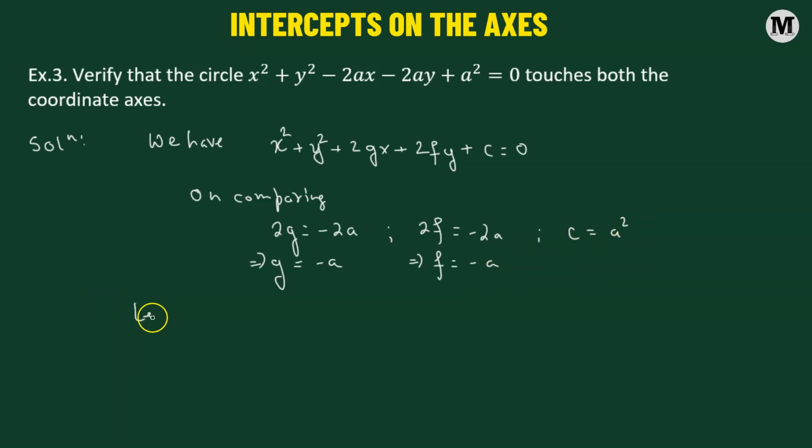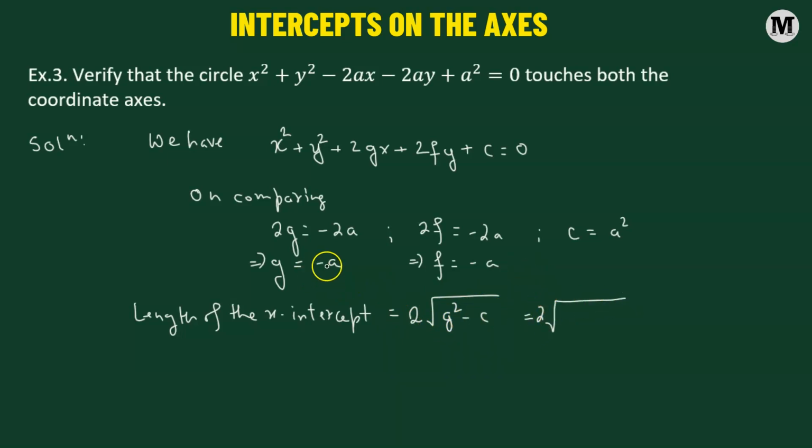Now what is the length of the x-intercept? We know that the length of the x-intercept is given by 2 times the square root of g squared minus c. So let's substitute the values here. We have 2 times the square root of negative a whole squared minus a squared, which is nothing but 2 times the square root of a squared minus a squared. So we get the value 0. Since we are getting 0, this simply tells us that g squared must equal c, which means that it is touching the x-axis.